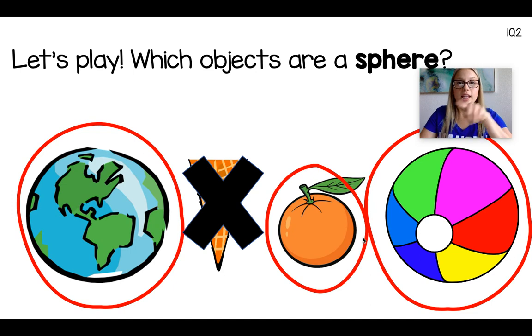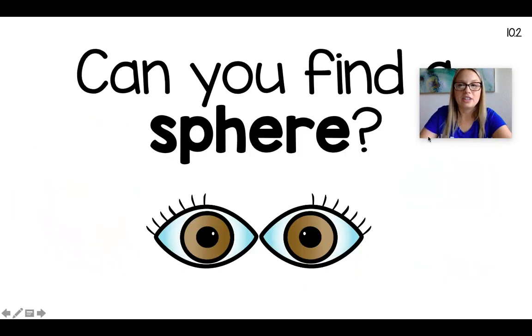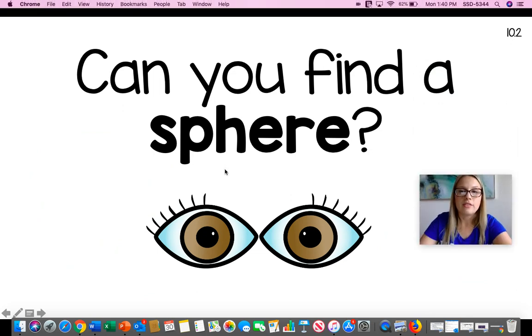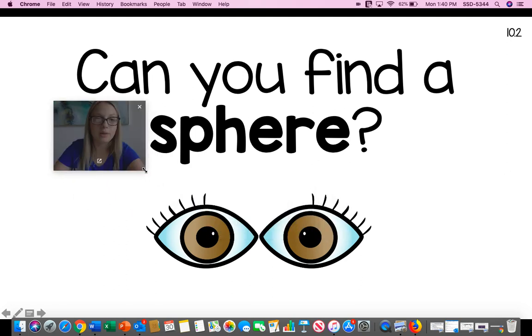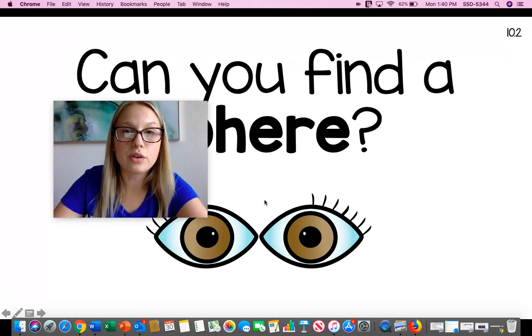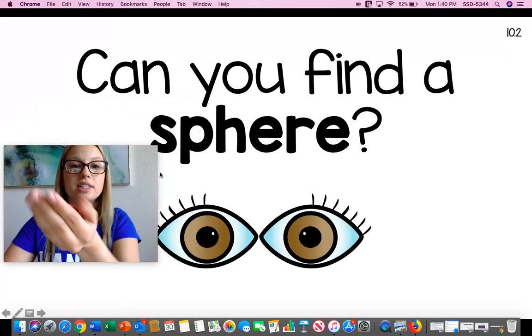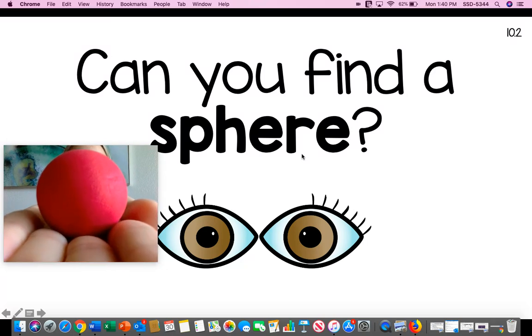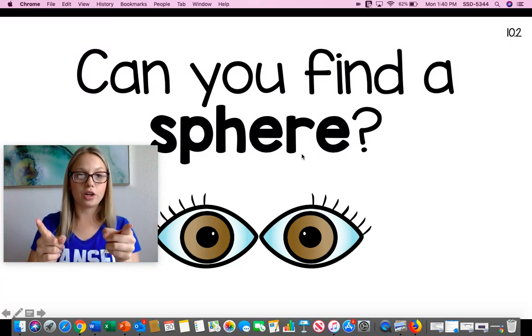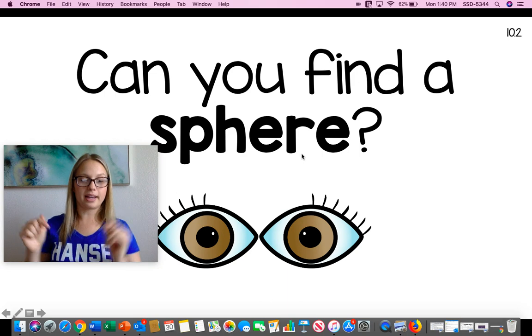Okay, next what you need to do is, I need you to find a sphere. It says, can you find a sphere? All right, you can get up and you can walk around your house. Go see if you can find something that's a sphere. Remember, it looks like a ball. Okay, you're gonna go do it, I'm gonna go do it, and we're coming back.